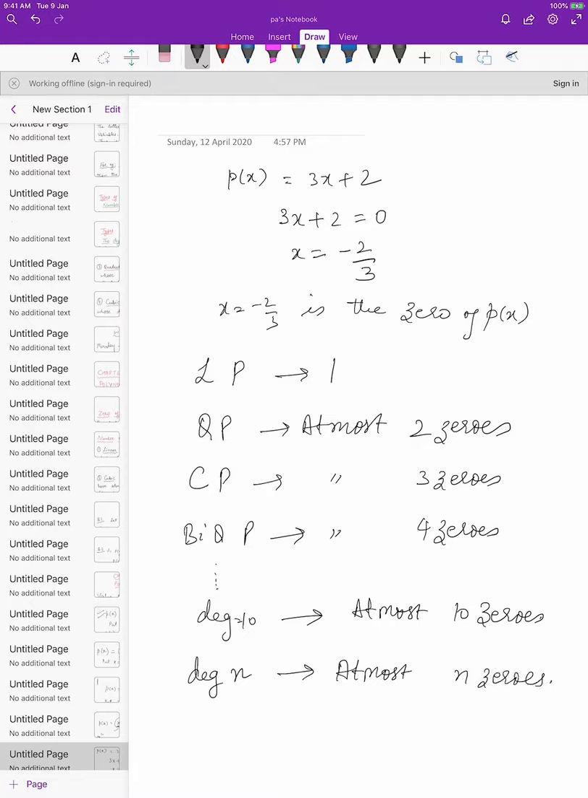I hope this concept is clear to you now, that the number of zeros depends upon the degree of the polynomial. If the degree is 1, it will always have 1 zero, but if the degree is more than 1, if it is 2, we'll say it has at most 2 zeros. Third degree means at most 3 zeros, fourth means at most 4 zeros, and so on. If it has nth degree, where n can be any number, it will have at most n zeros.